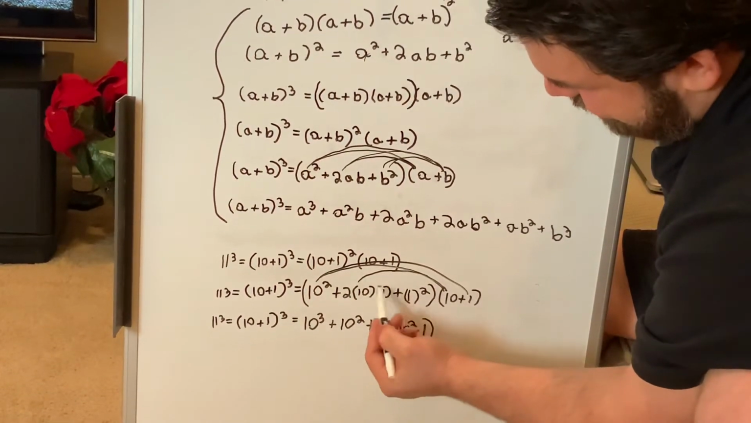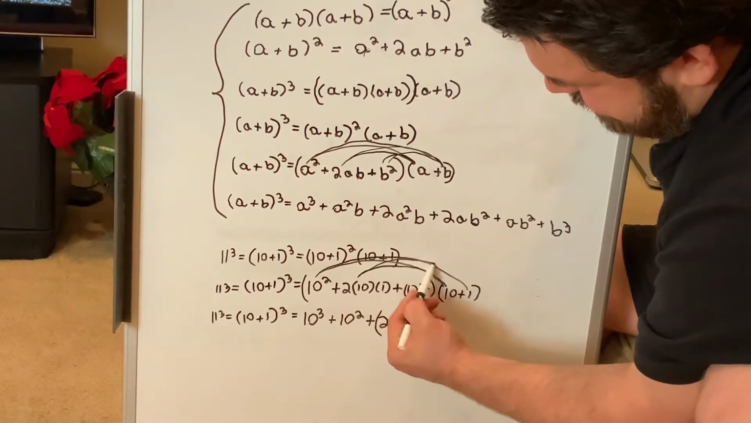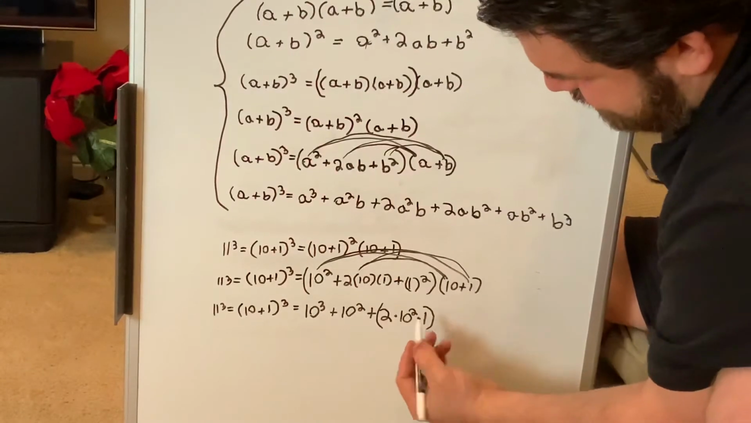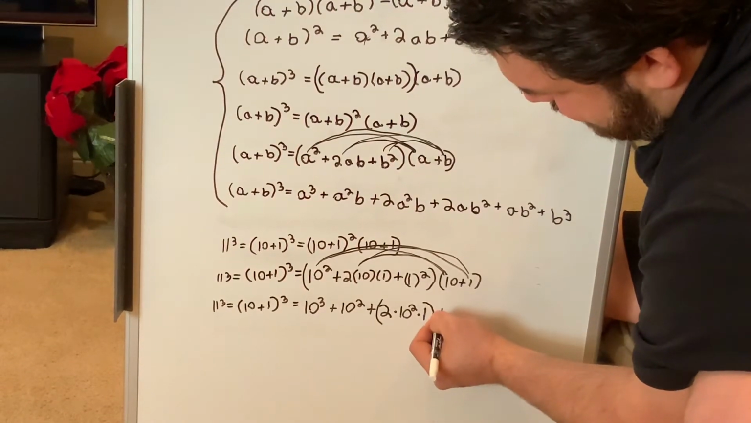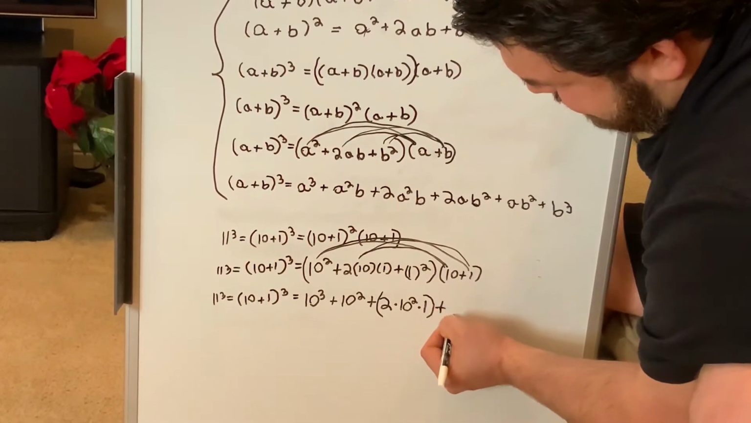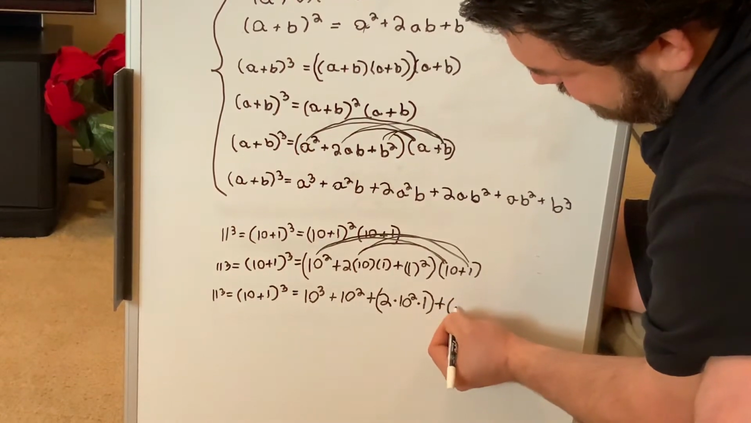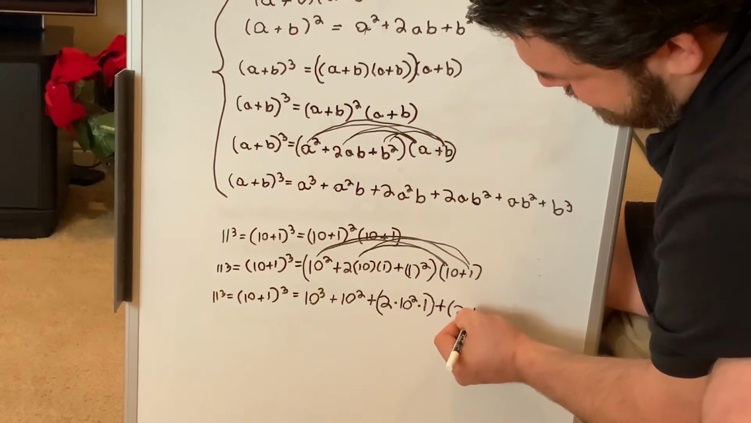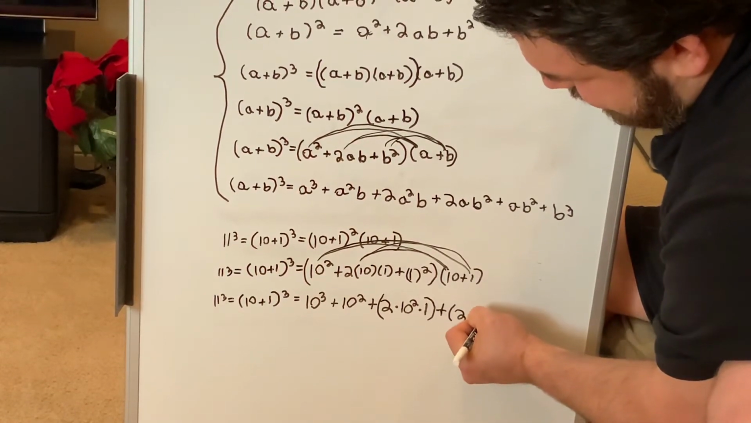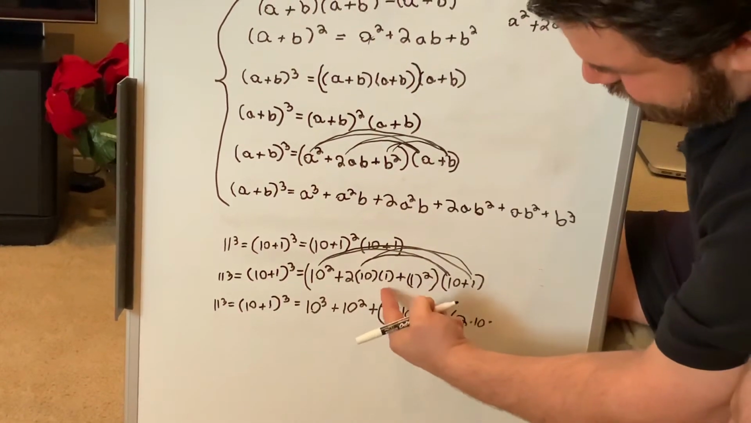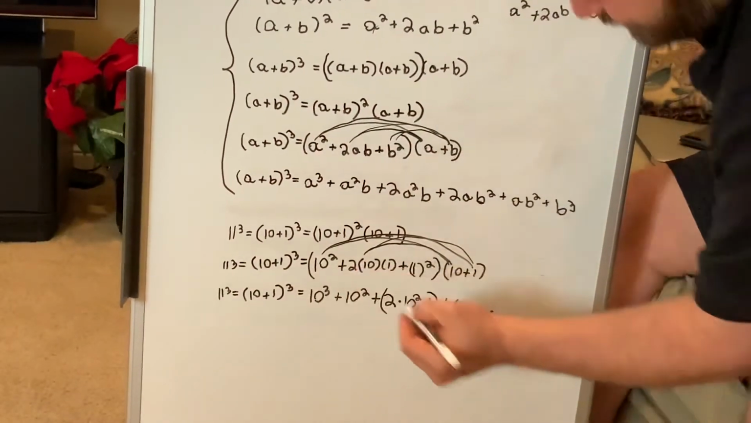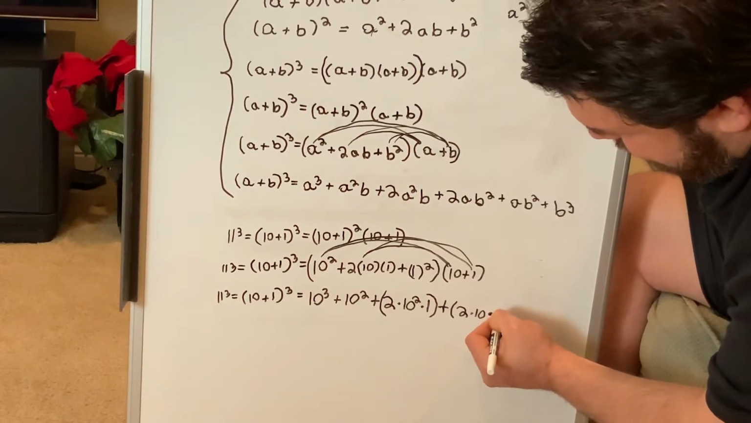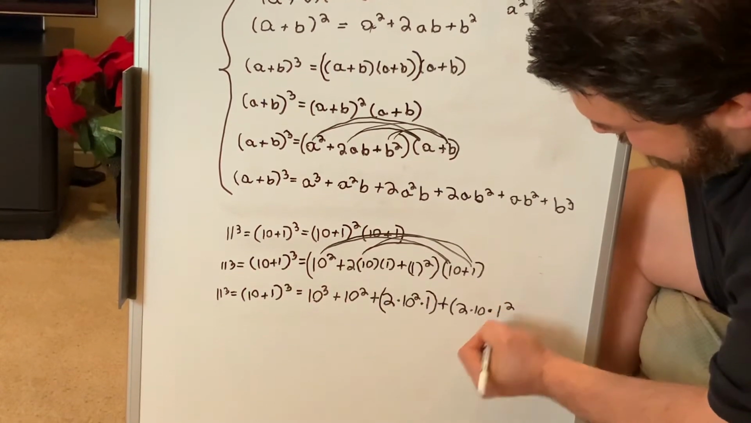So that's that one. And now we're going to do 2 times 10 times 1 times 1. We're going to write it out, even though it seems trivial. We'll put it in parentheses so we don't get lost. 2 times 10 times 1 squared, right? Because it's 1 times 1. And we know that 1 times 1 is 1, but we'll get to that in a minute. This is 1 squared.